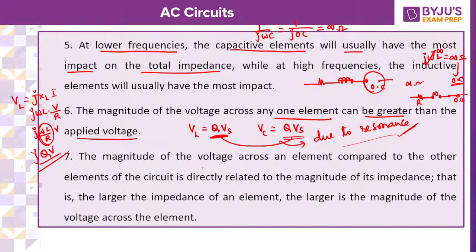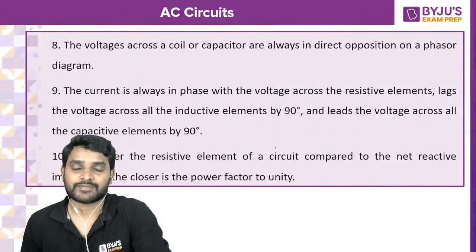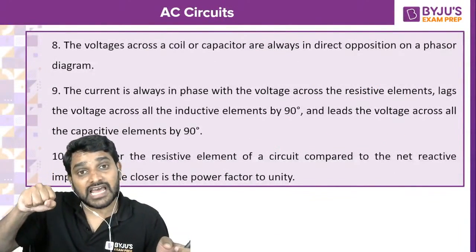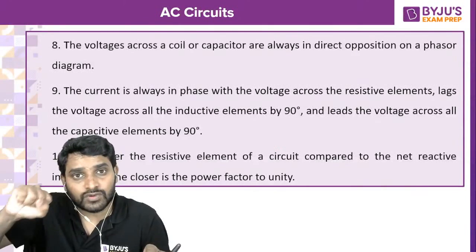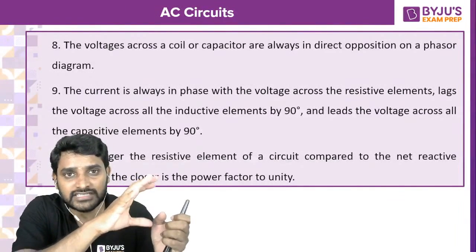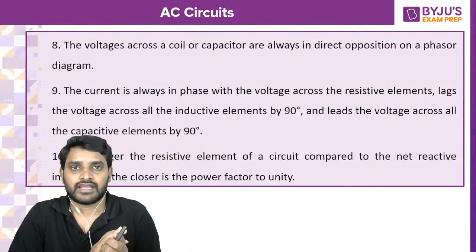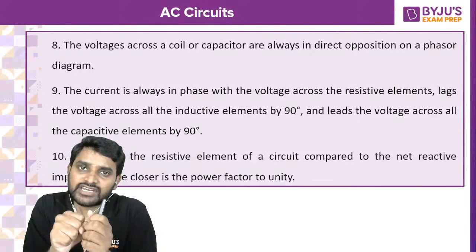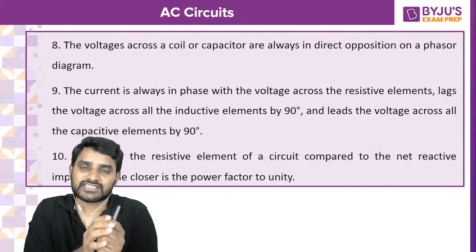Next point, voltage magnitude. The magnitude of voltage across an element compared to the other elements of the circuit is directly related to the magnitude of its impedance. Yes. Higher the impedance, higher the magnitude of voltage. Lower the impedance, lower the magnitude of voltage. That is what in the last session also we have discussed. Large resistance will capture a large part of the supply voltage. Small resistance will capture a small voltage out of the supply voltage.